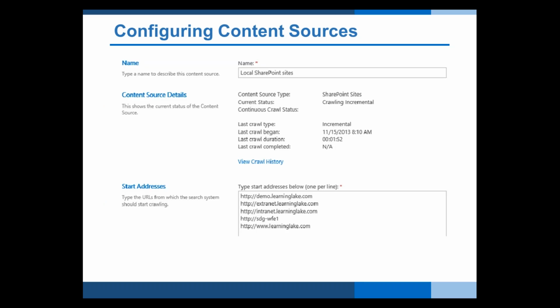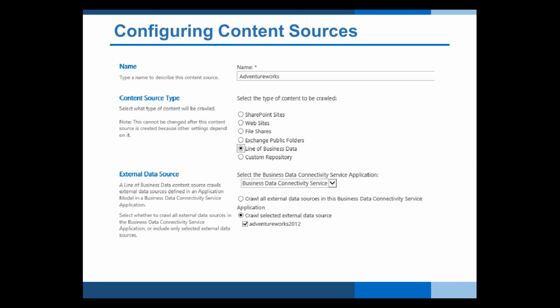So an example here, a screenshot of what a content source will look like. You pick and choose where the information is coming from. And here we have several sources that are websites, HTTP sites. Should also mention, if you want to search people, you must include the user profile server and it's listed as SPS3 as its protocol. We also have the ability to bring in line of business data, such as information through business data connectivity service. Here an example of the AdventureWorks database.